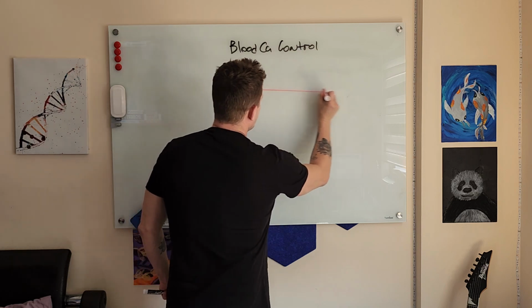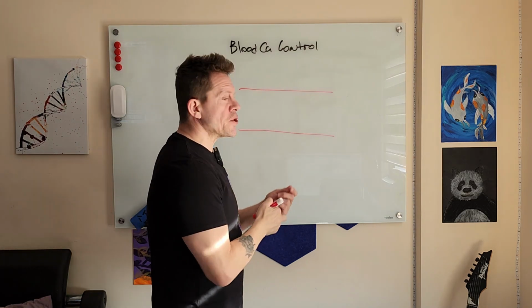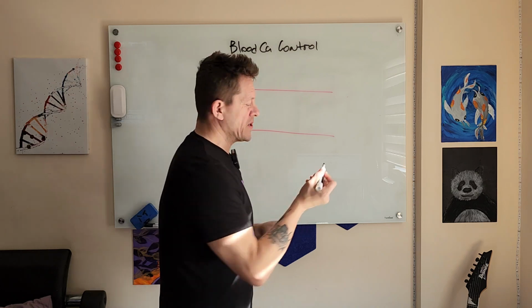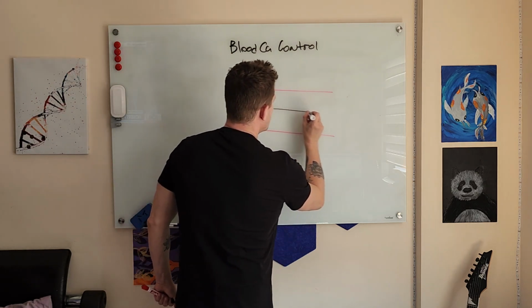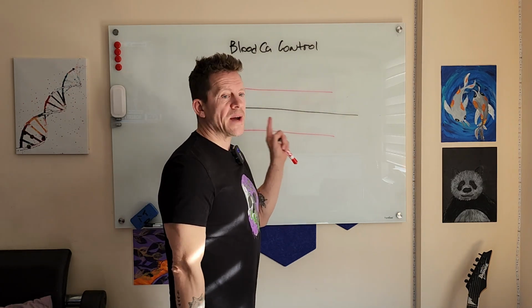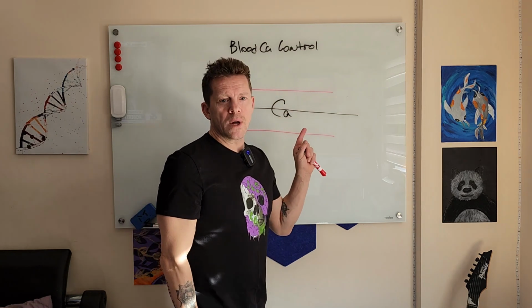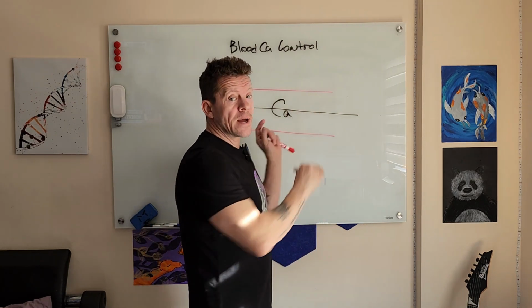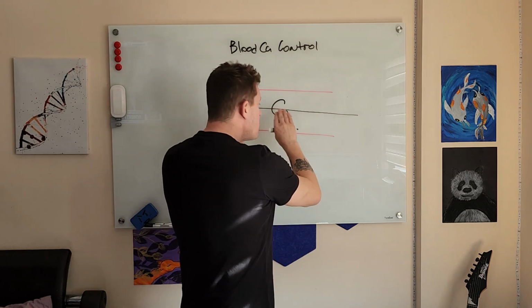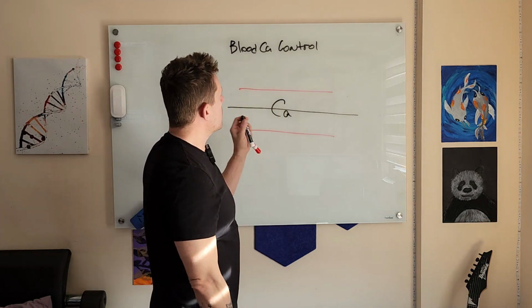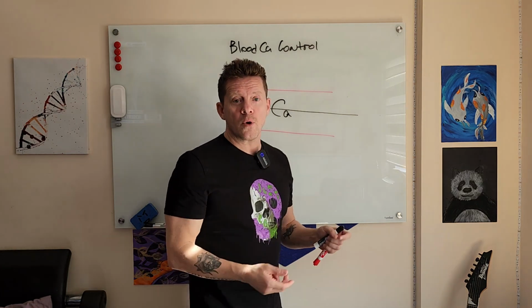So here's the blood, and we need a certain amount of calcium. For the sake of this discussion, let's say here's the line that represents the blood calcium, and the calcium is controlled precisely within the blood. It cannot be too much, it cannot be too little, so it should be within a particular range. So we can control blood calcium with hormones.